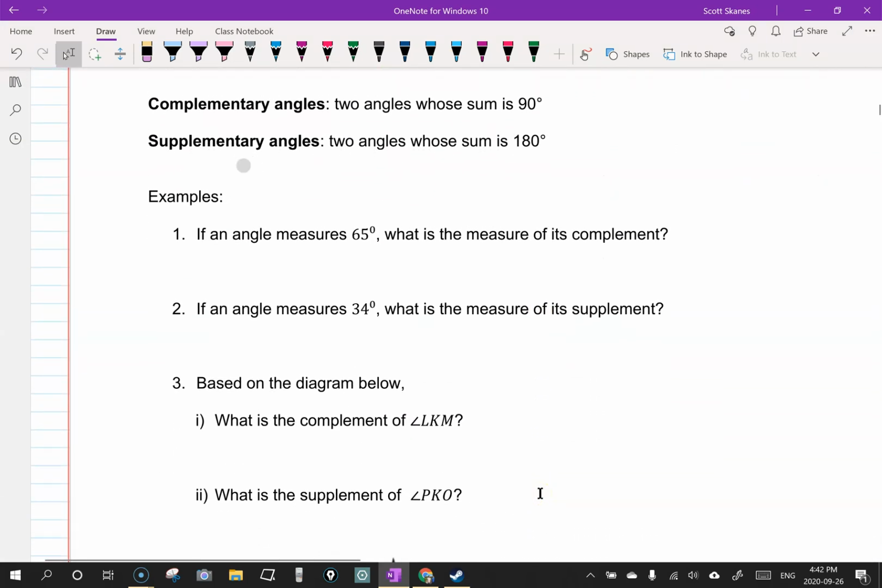Complementary angles and supplementary angles are quite interesting. They're very similar, but easy to get confused. Complementary angles are two angles whose sum is 90 degrees. Supplementary angles are two angles whose sum is 180 degrees.